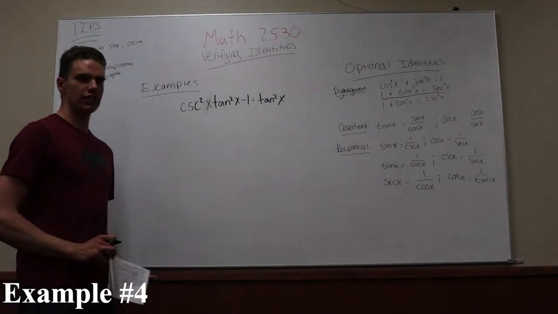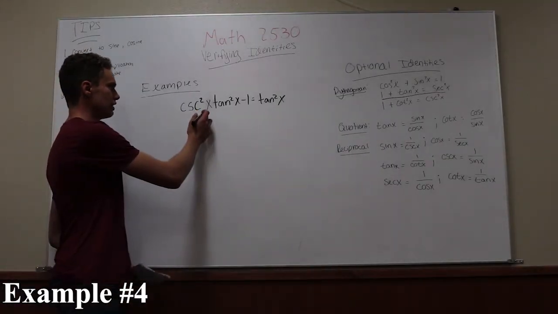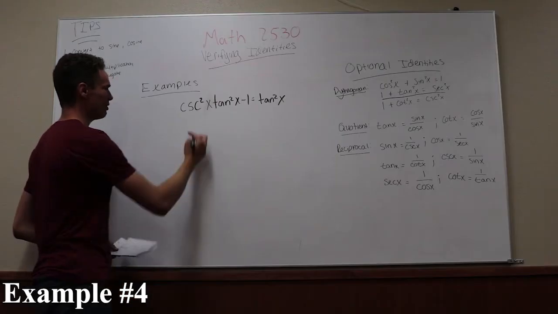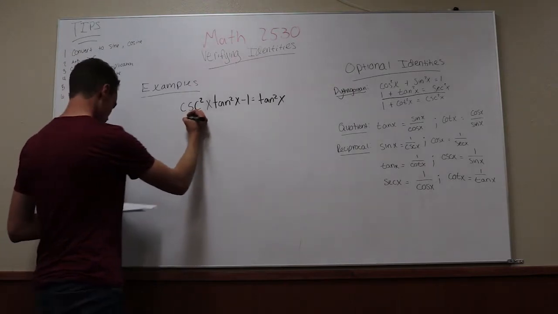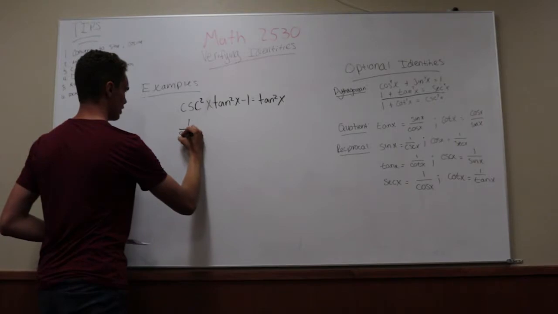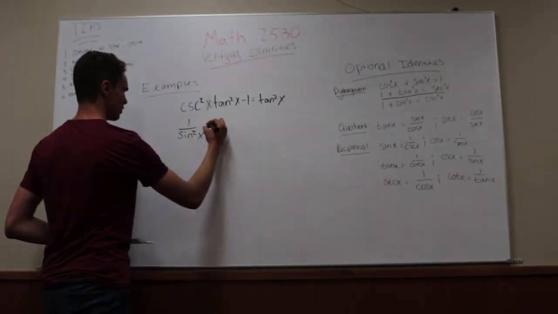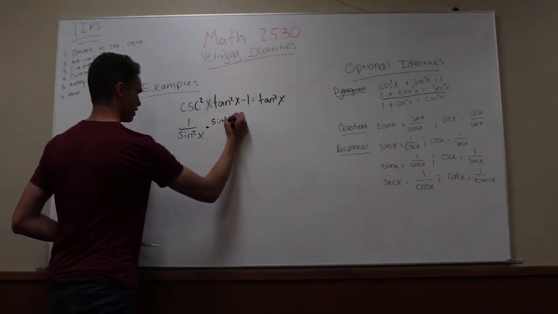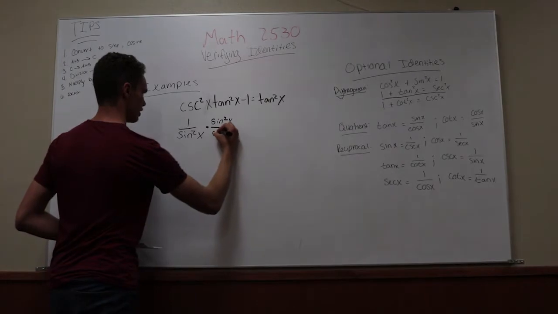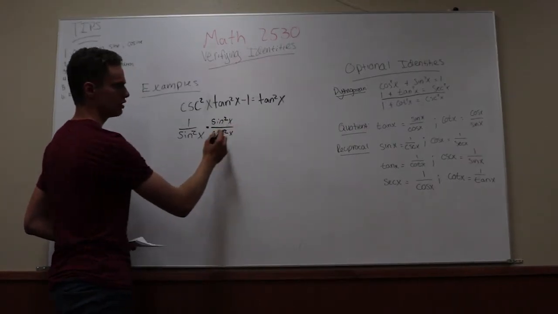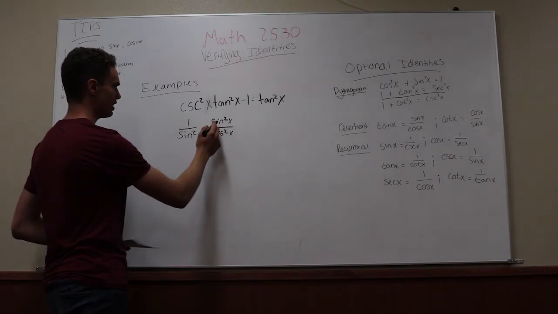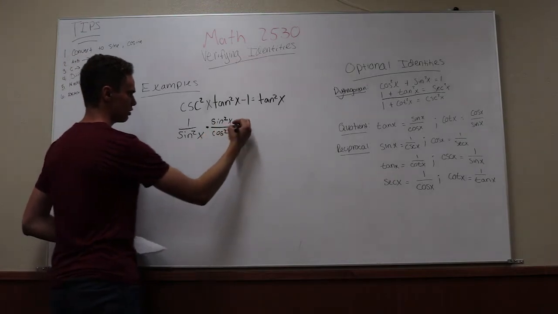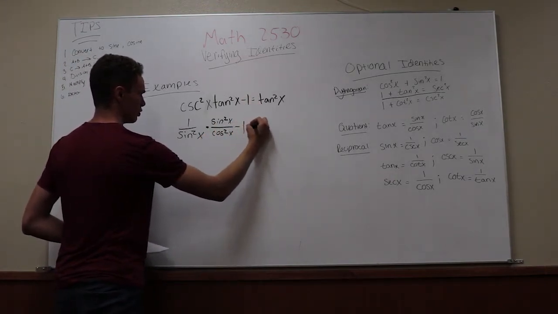All right, so for our fourth and final example, we're going to be using cosecant squared of x multiplied by tan squared of x minus 1 equals tan squared of x. The first step is going to be to convert this using the reciprocal identity into 1 over sine squared of x multiplied by sine squared of x over cosine squared of x. And you use the quotient identity to convert tan squared of x equals sine squared of x over cosine squared of x, and then you pull the 1 down.